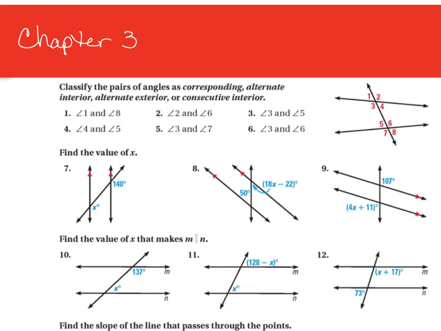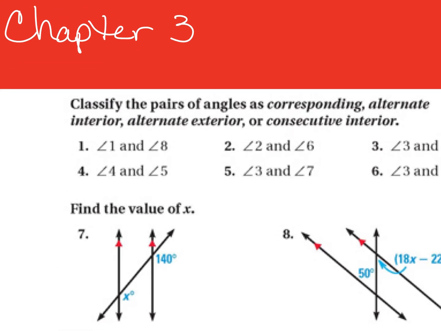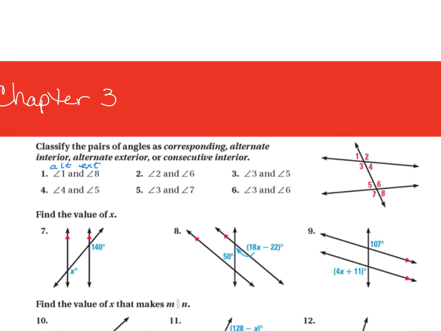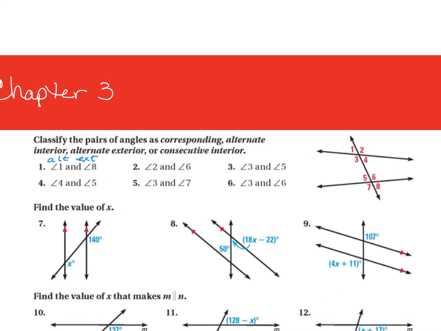So 1 and 8 in the figure, these are alternate interior. Alternate exterior. They're outside of the parallel lines, so here and here, but they're not congruent because the lines aren't parallel. 2 and 6 are corresponding angles. They're in the same corresponding part. They're both in this upper corner here. So 2 and 6 are corresponding.